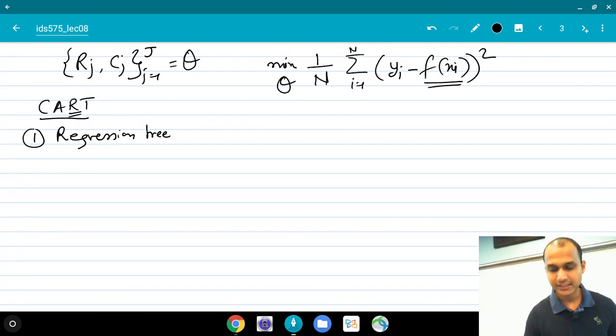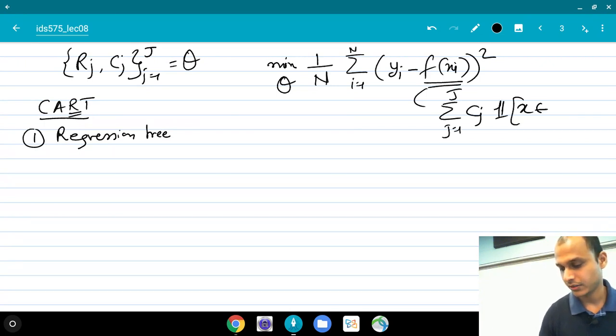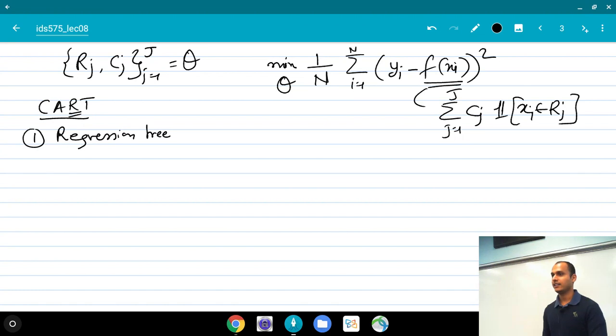And I said that f is the thing I wrote in the previous slide, which is the sum over j equals 1 to J of cj times the indicator of whether xi, for the ith observation, belongs to that region. Naively, without even thinking about decision tree building, those are details. So this is what you want to optimize for. And cj is a number, one number per region.